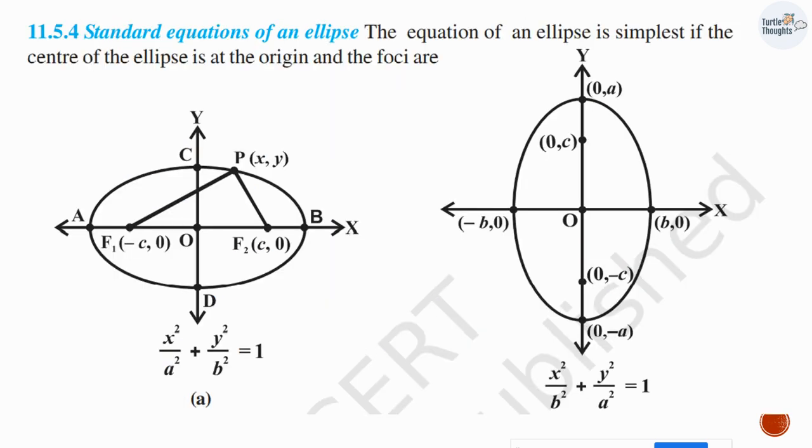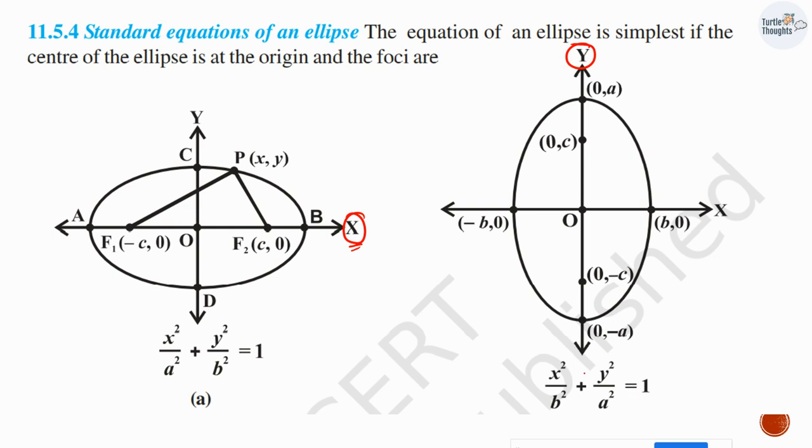Next, we have the standard equation of an ellipse. There are two possible orientations for an ellipse, one which is elongated along the x-axis, another which is elongated along the y-axis. The equation for the ellipse elongated along the x-axis is x square divided by a square plus y square divided by b square is equal to 1. The one elongated along the y-axis is given by x square divided by b square plus y square divided by a square is equal to 1.